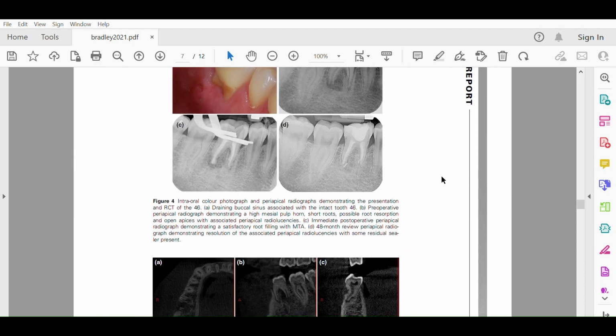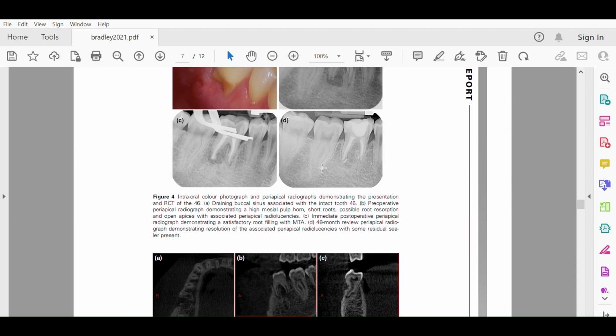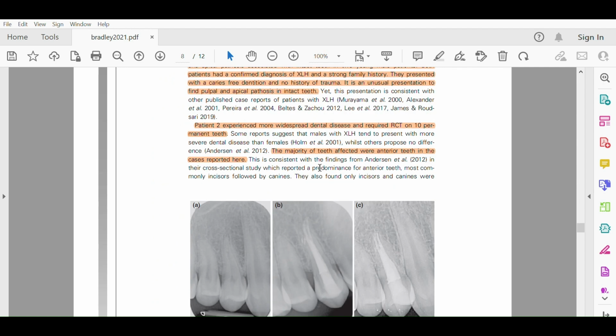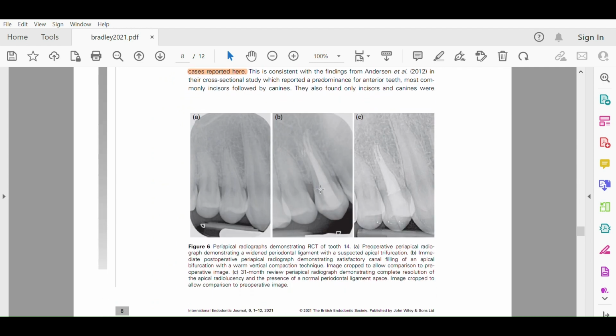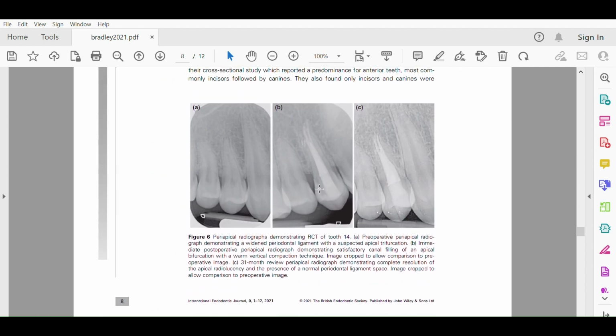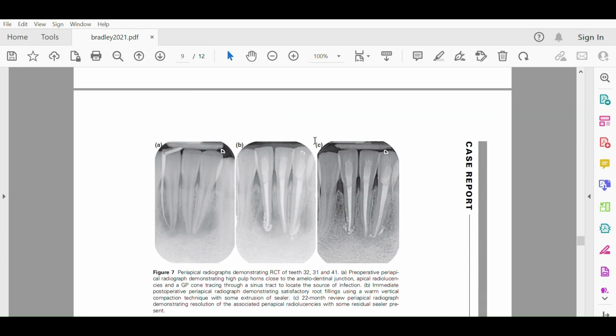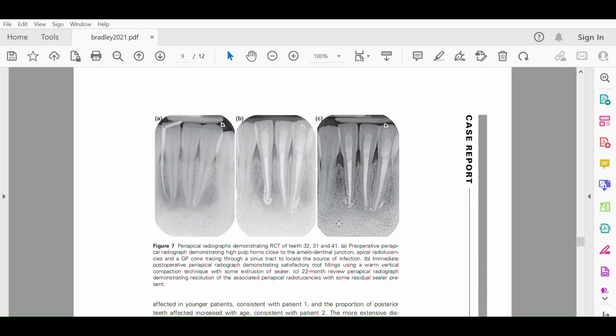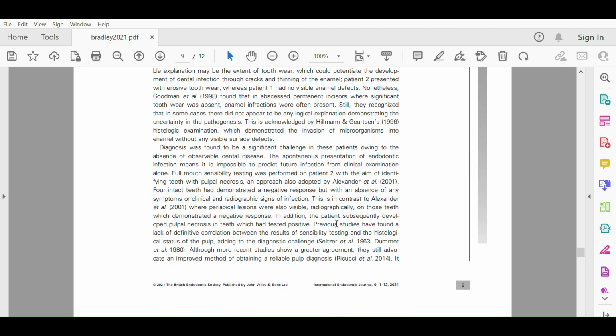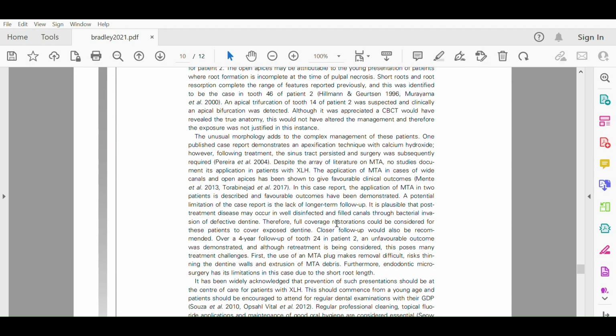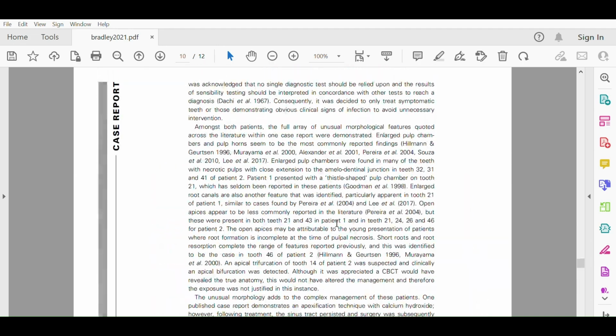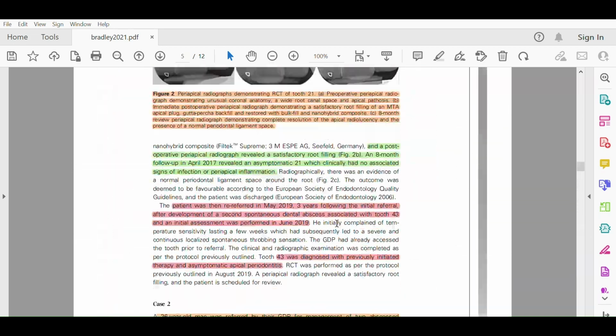As you can see here, this is the complaining tooth, while these are also teeth that have trifurcations, and this is the lower anterior teeth, which are intact but present with a draining sinus.